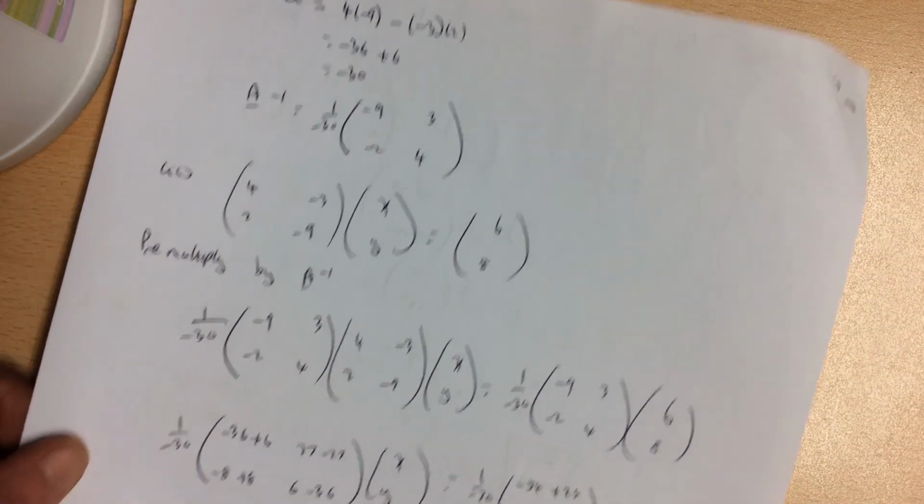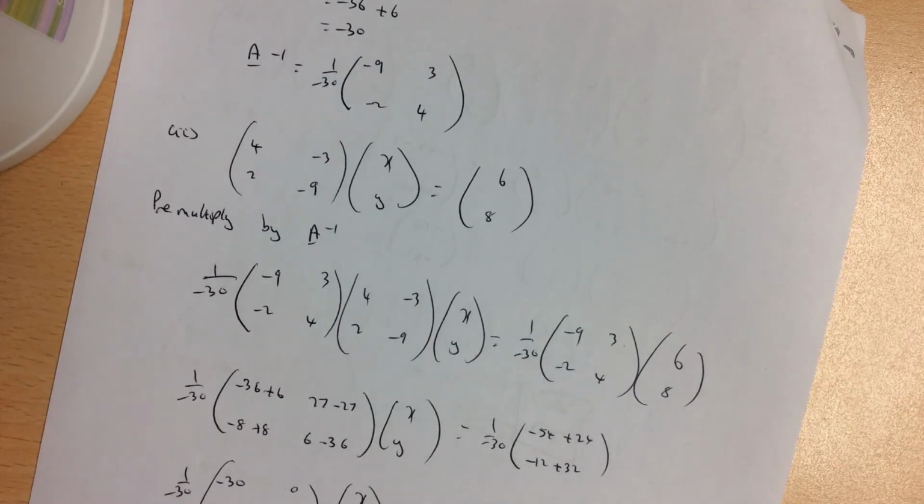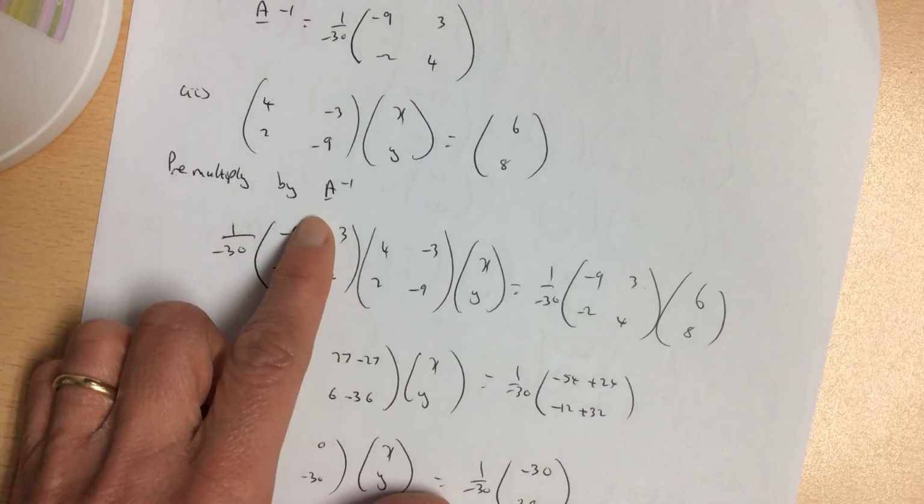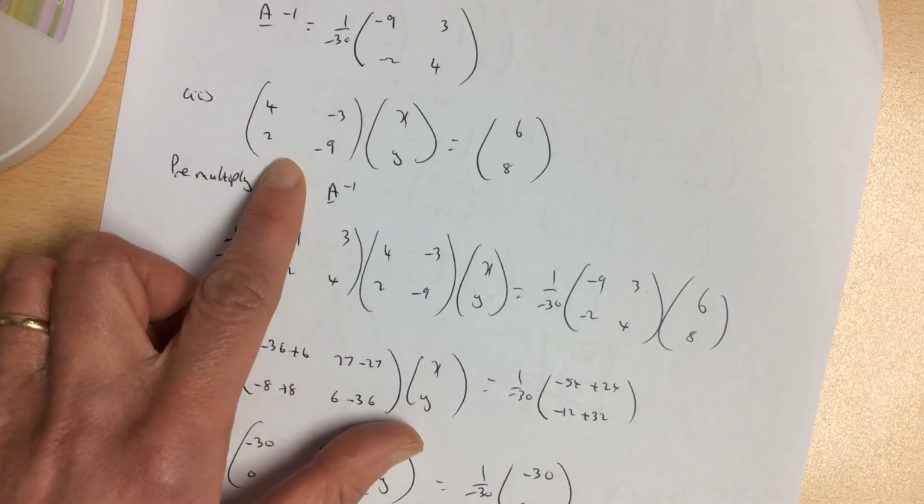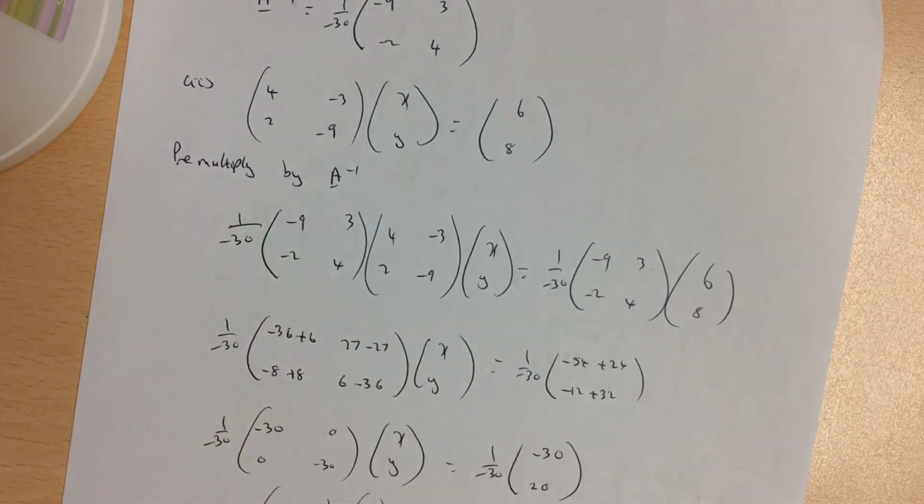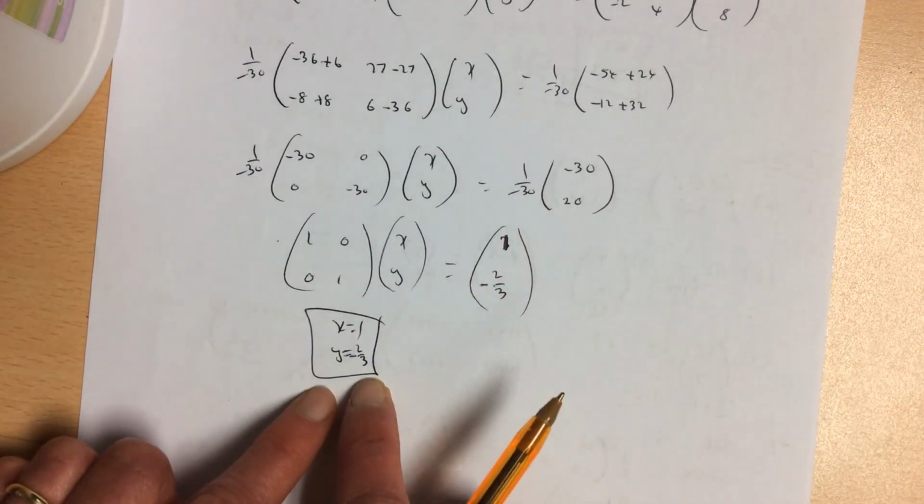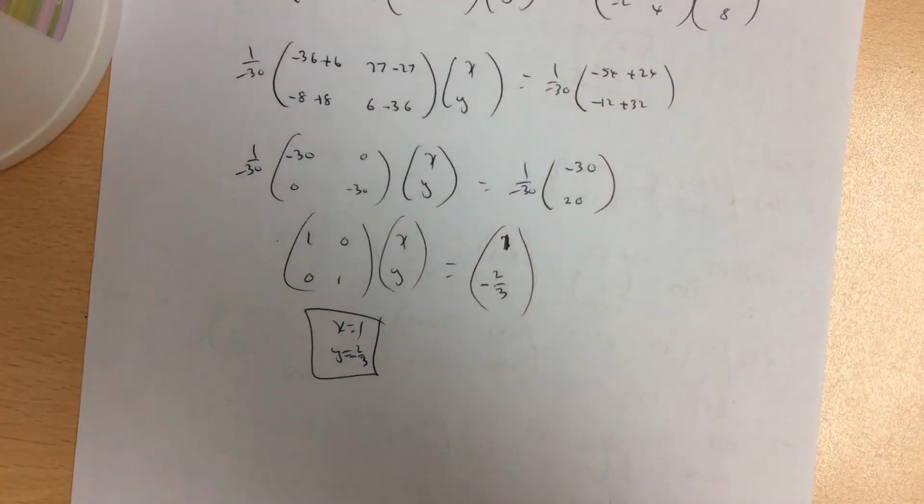And for the last one, inverse, so hopefully that's straightforward enough, and just writing them out, the simultaneous equations, writing them out in matrix form, pre-multiply by the inverse. Hopefully that's okay, and make sure you give your answers x equals, y equals at the end.